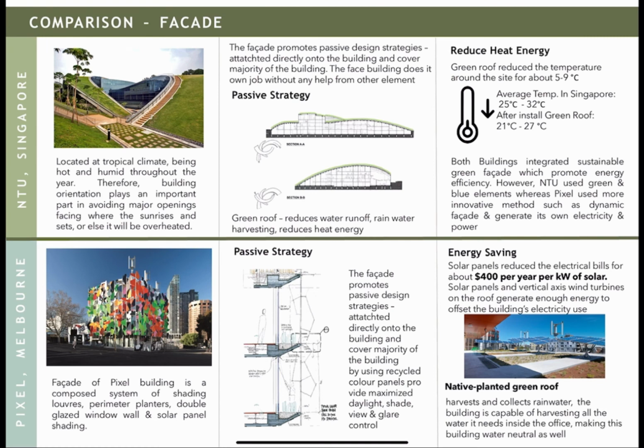They actually implemented 2 very different passive strategies. For the first one, the facade for NTU promotes a passive design strategy which is attached directly onto the building and covers the majority of the building. The facade does its own job without any help from other elements. For Pixel, the passive strategy is also attached directly onto the building and covers the majority of the building by using recycled color panels, providing maximized daylight, shade, view, and glare control.